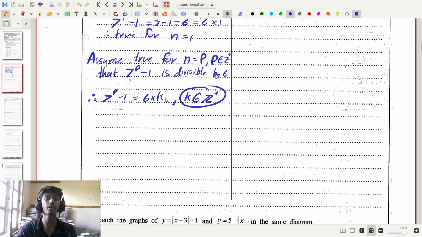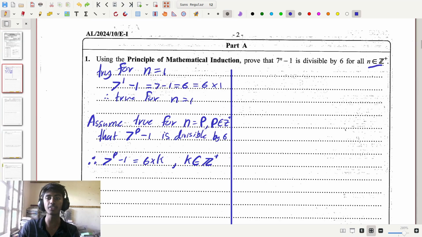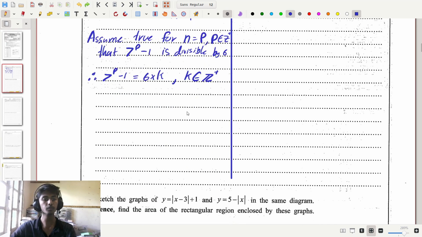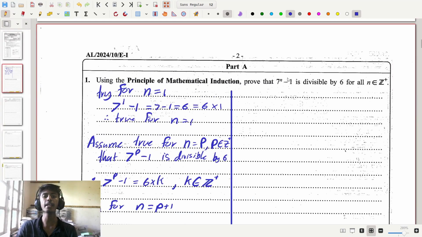Now given this, the very next thing we want to do is to test for the next value after n equals p. Since we're testing for the positive integers and we're doing n equals p, we want to do the next value, which is going to be n equals p plus 1. So now we're going to try for n equals p plus 1, which is the next value. Now considering the next value, what we have to try is to take this expression here and substitute n equals p plus 1 and see what we get.